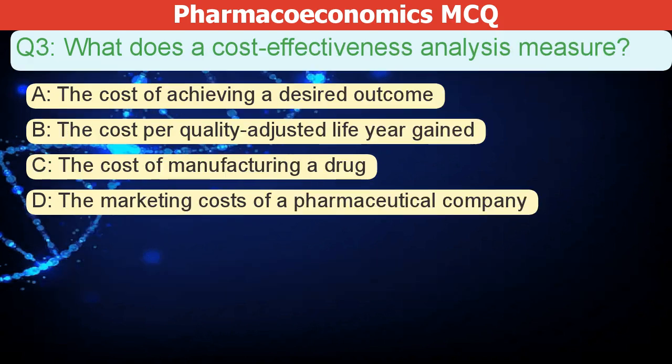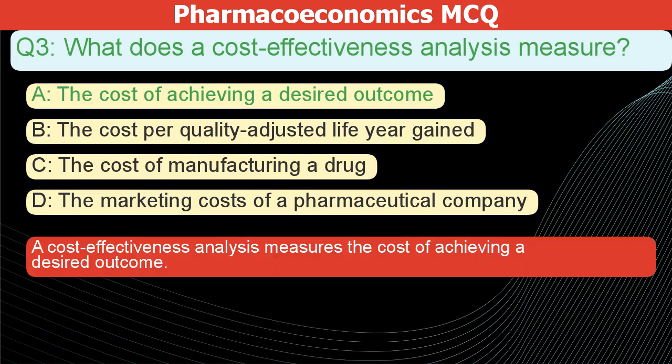What does a cost effectiveness analysis measure? A. The cost of achieving a desired outcome. B. The cost per quality adjusted life year gained. C. The cost of manufacturing a drug. D. The marketing costs of a pharmaceutical company. The correct answer is A. A cost effectiveness analysis measures the cost of achieving a desired outcome.